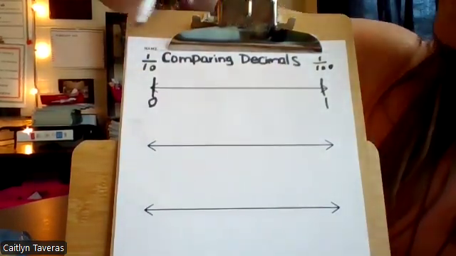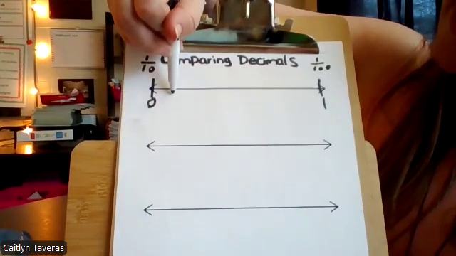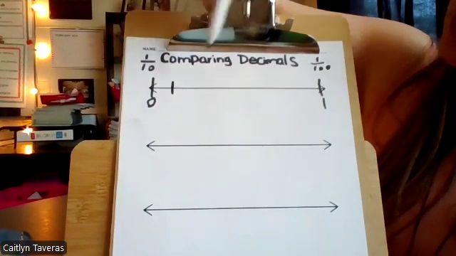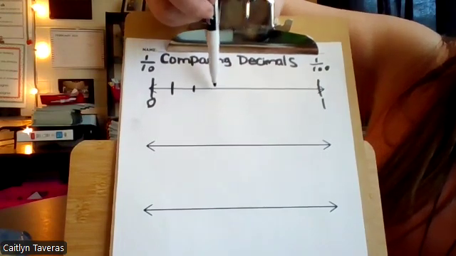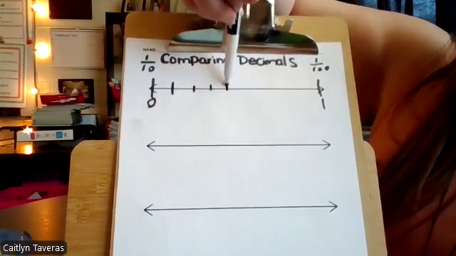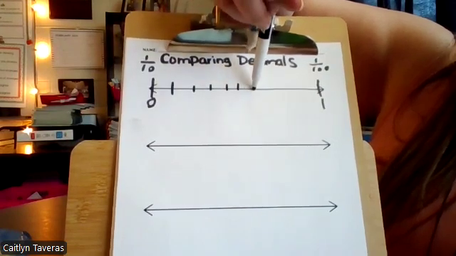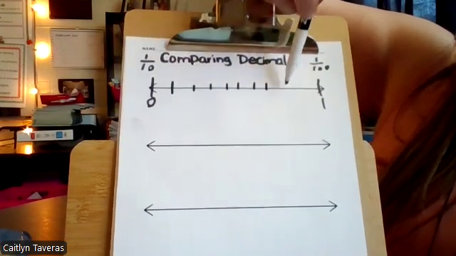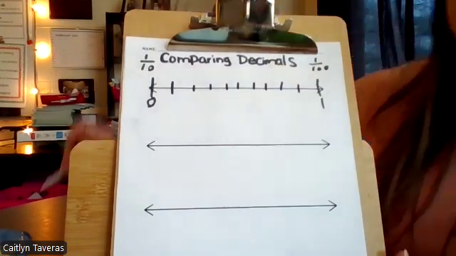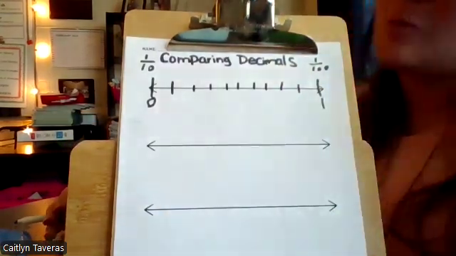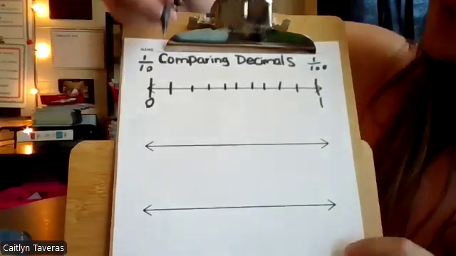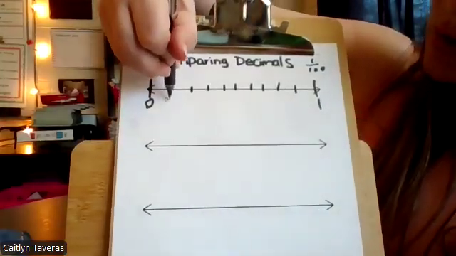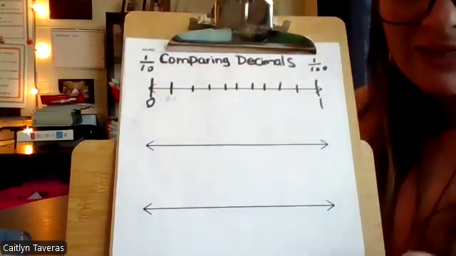So we have 0, and then we're going to have 9 lines between 0 and 1. 1, 2, 3, 4, 5, 6, 7, 8, 9. I know the spacing is not wonderful, but we're trying our best. Now, those first lines represent 1/10. Can you guys see that?